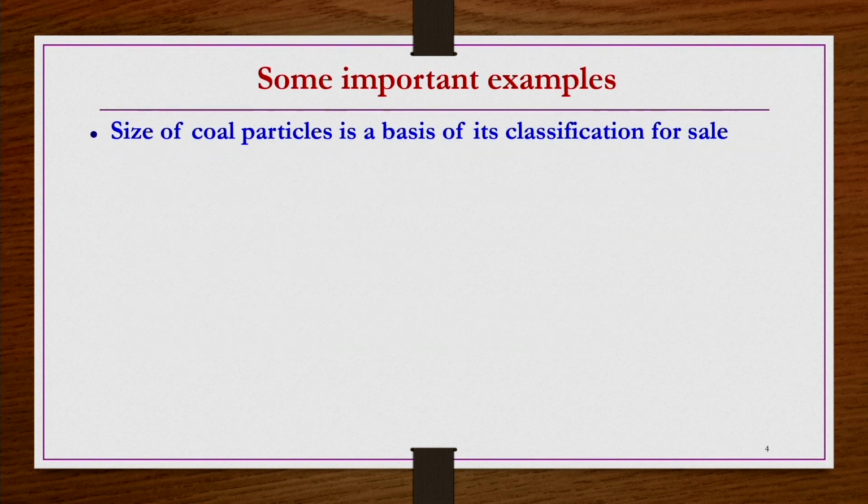Let us say size of coal particles is a basis of its classification for sale. In general, coal is obtained by mining. When you do open cast mining or underground mining, you get the coal. That coal is in big lumps or small particle sizes, the entire range is there. Usually that coal is taken by transporting equipment like lorries or belt conveyors from the mines. By using the belt conveyors, they will be taken out, and once they reach the surface, they are taken to the industry by trains or lorries, etc.